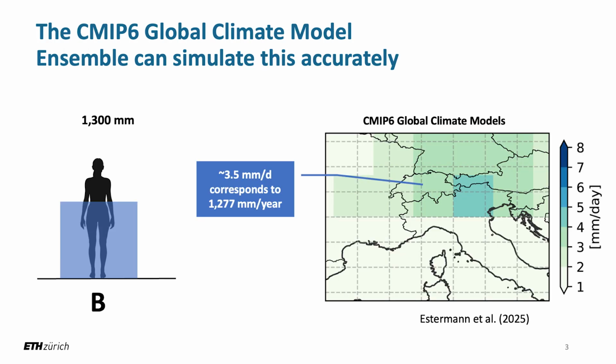You can see this here. It's 1,300 millimeters. Of course, there's a lot of variability. Some years are drier, some years are wetter, so this is the long-term average. And actually, fun fact, global climate models can simulate that quite well.